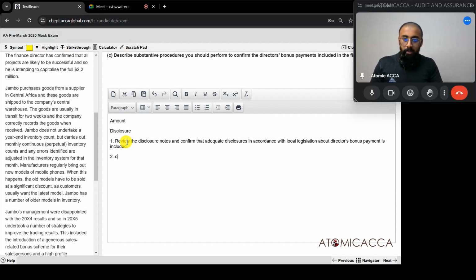So obtain the breakdown of bonus payment, obtain a breakdown of bonus payment for directors, cross verify these amounts with the agreed bonus schedule or agreed bonus plan for directors, and confirm the calculations are in accordance with the agreed policies.